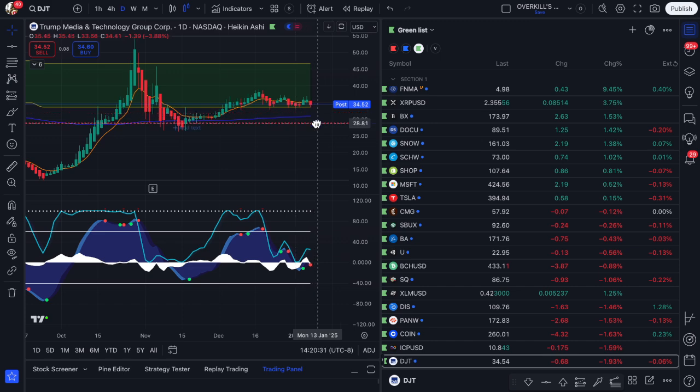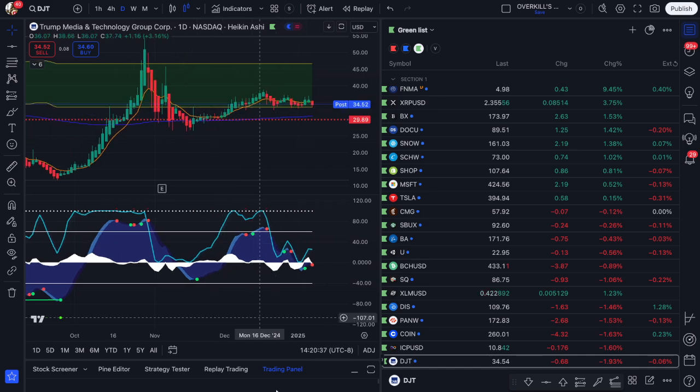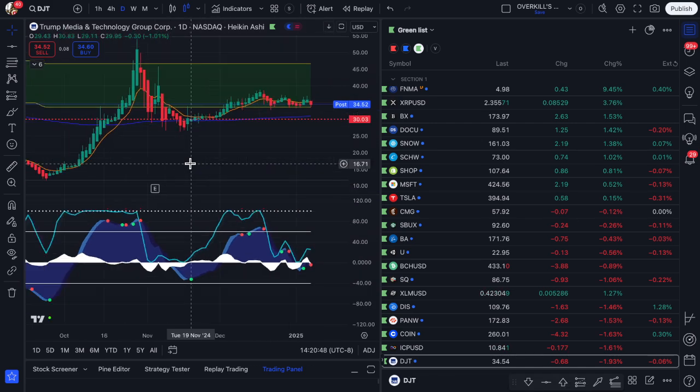DJT got a red dot today, just like everything else. So I'd still be long on this company over 30 bucks. $30 is the stop loss on DJT. Yes, you got a red dot today. What you could do is move your stop loss up to 32, but personally, I'd have it down here at like 30 bucks, just below the $3 level. And again, looking to add, you're going to get another opportunity to add on the next green dot.